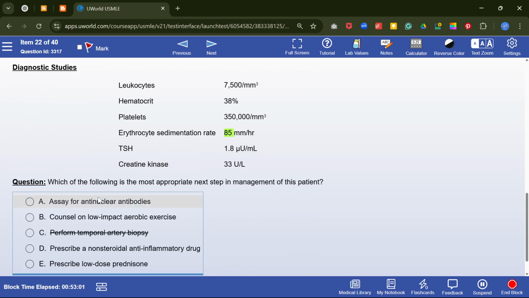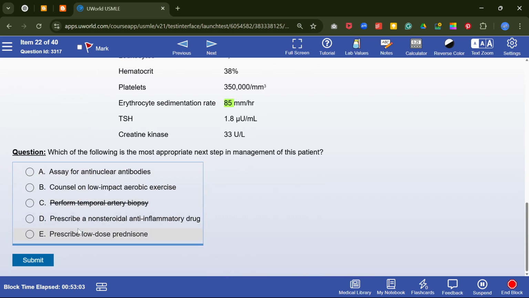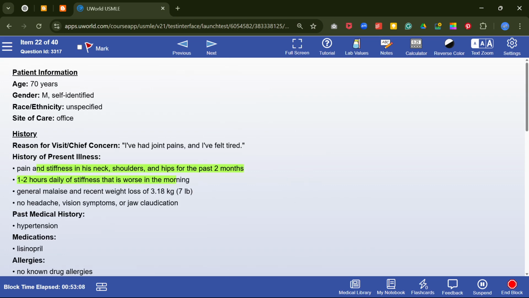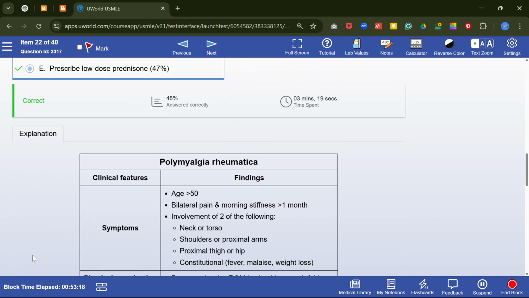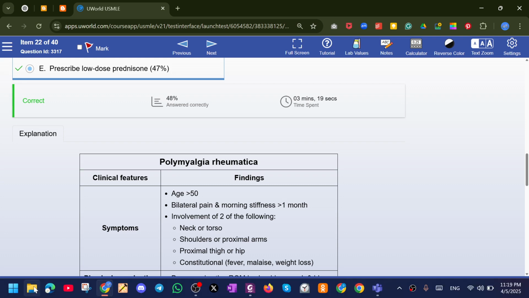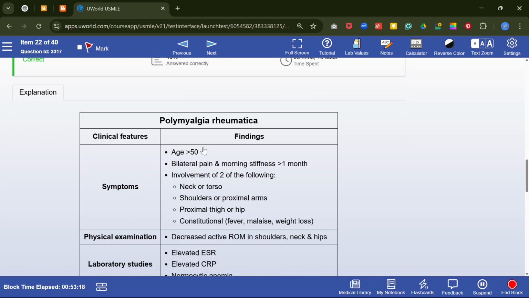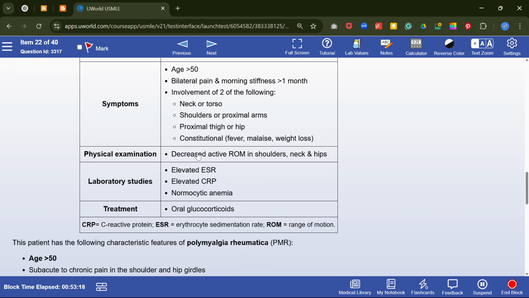Maybe. Looks like, yes, pain and stiffness in neck, shoulder, hips. This is not the common presentation of RA. RA comes with small joint involvement.